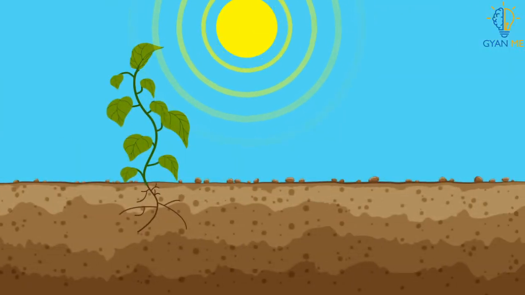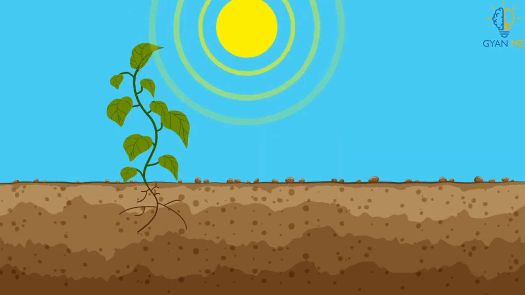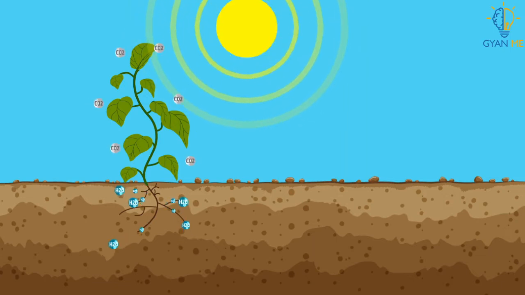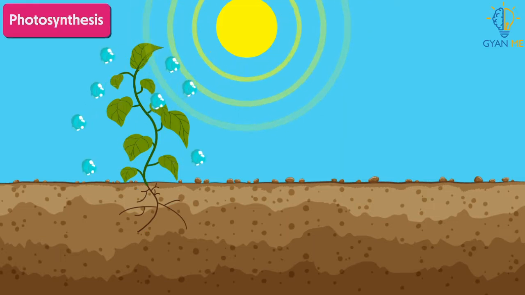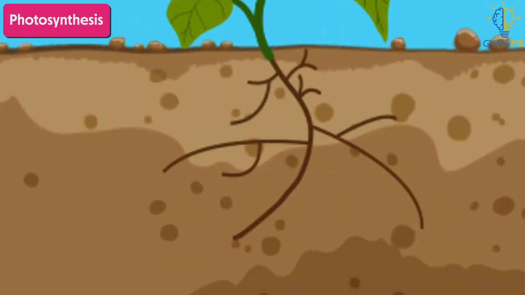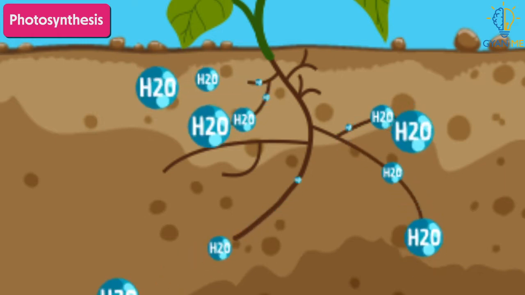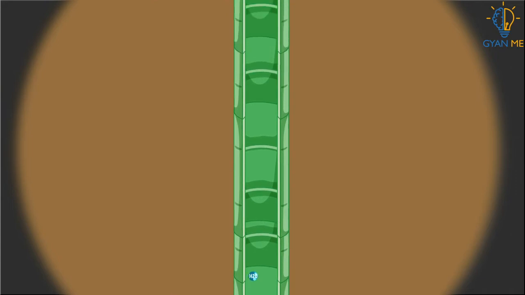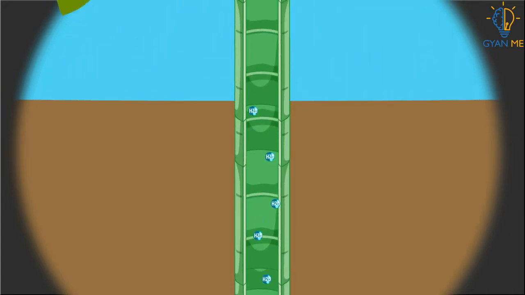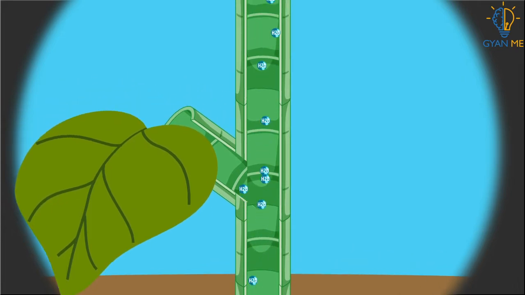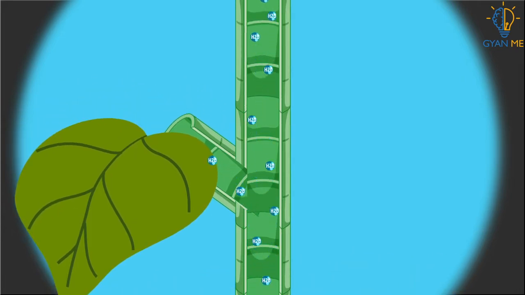Students, we know that plants require some other raw materials like water and carbon dioxide apart from sunlight for the photosynthesis process. Now let's see how plants get all these raw materials. Students, we know that plants get water from the soil with the help of the roots. The water absorbed by the roots is then transported upward to the leaves with the help of xylem vessels. These xylem vessels are nothing but the long tubes that transport water from roots to the other parts of the plant.